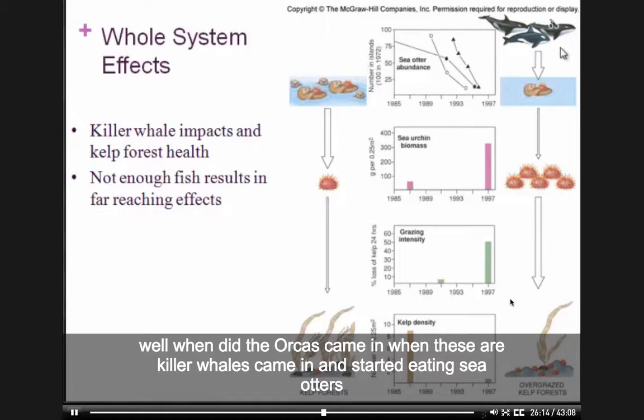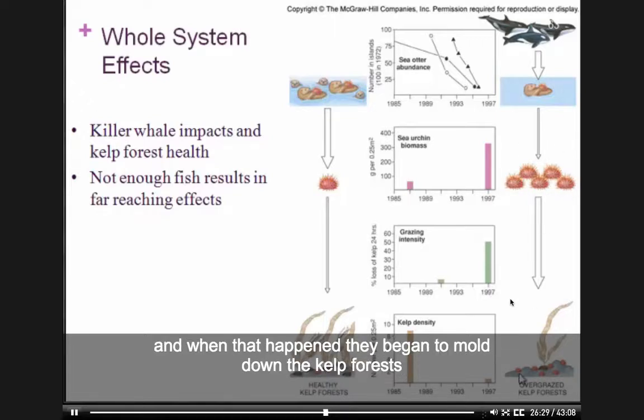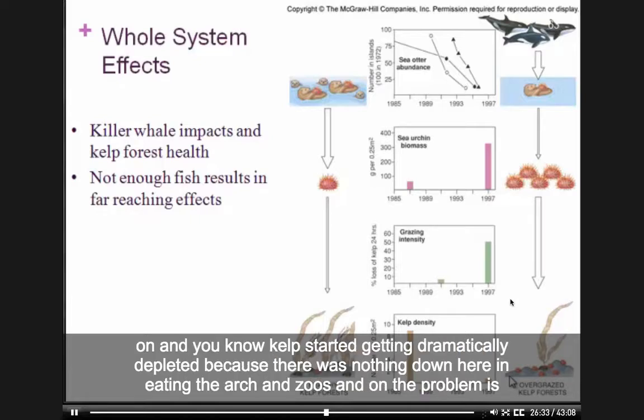Well, when the orcas came in, when these killer whales came in and started eating sea otters, that took the pressure off of the sea urchins. The sea urchins began to dramatically increase in population size. And when that happened, they began to mow down the kelp forests. Kelp started getting dramatically depleted because there was nothing down here eating the urchins.